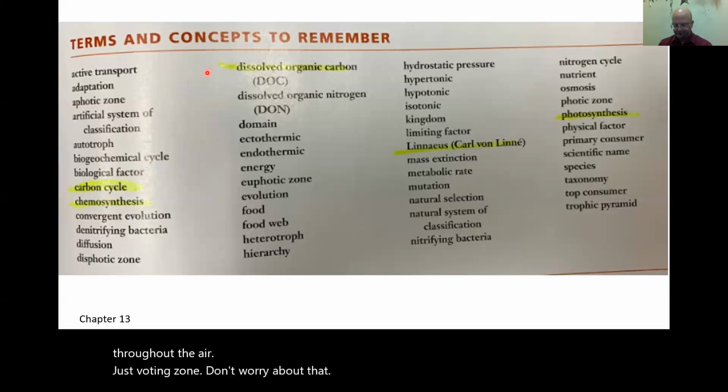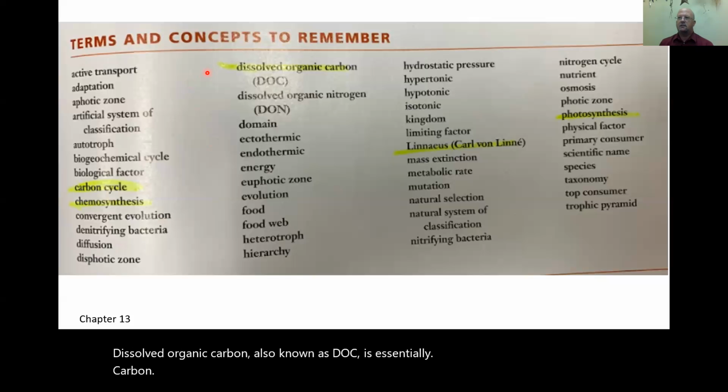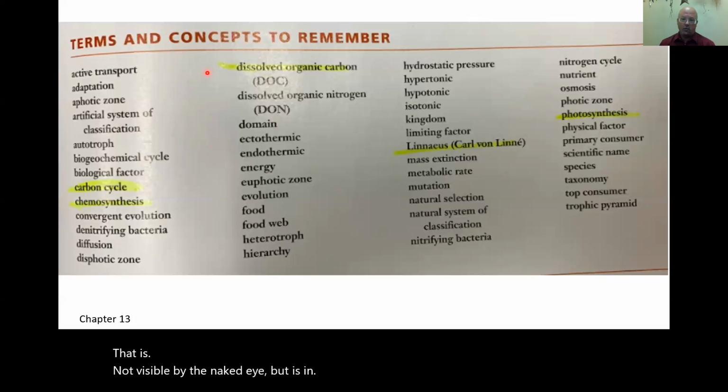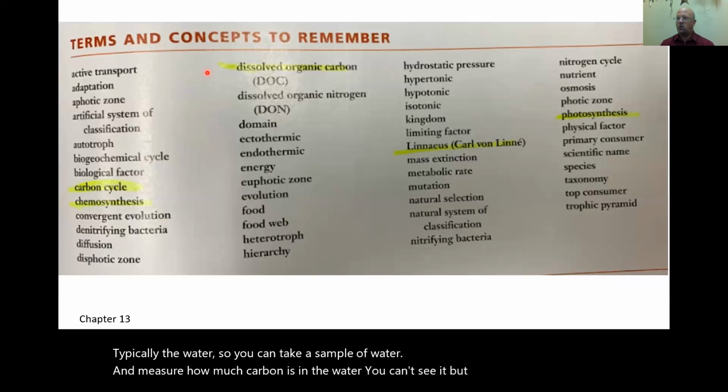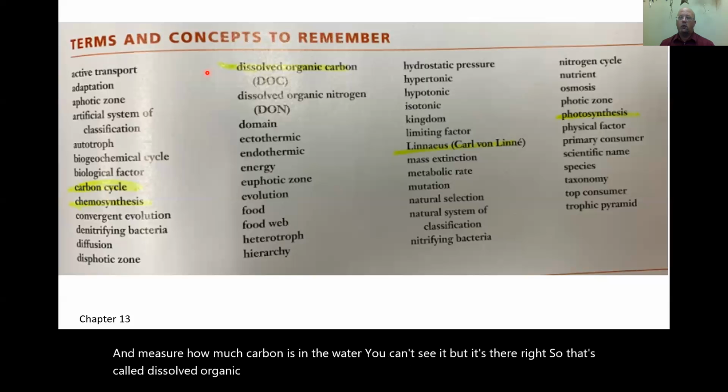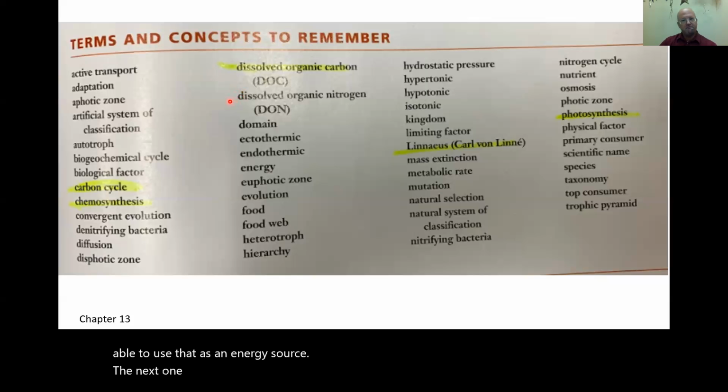Dissolved organic carbon, also known as DOC, is essentially carbon that is not visible by the naked eye, but is typically in the water. So you can take a sample of water and measure how much carbon is in the water. You can't see it, but it's there. So that's called dissolved organic carbon. It's really important for a lot of bacteria because they're able to use that as an energy source. The next one is dissolved organic nitrogen, just like carbon, nitrogen, same reasons.